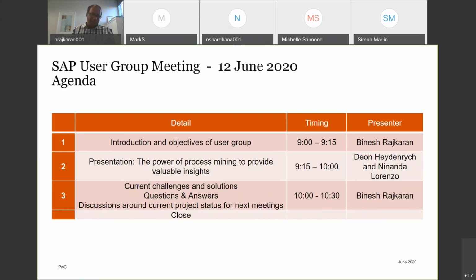With him today is Nananda Lorenzo. Nananda is a senior manager, also based in our Joburg office. She's within our SAP specialist team. Nananda has been responsible for management of various information system audit projects. She works across many different industries, and more recently, Nananda has been heading various process mining projects on SAP systems.